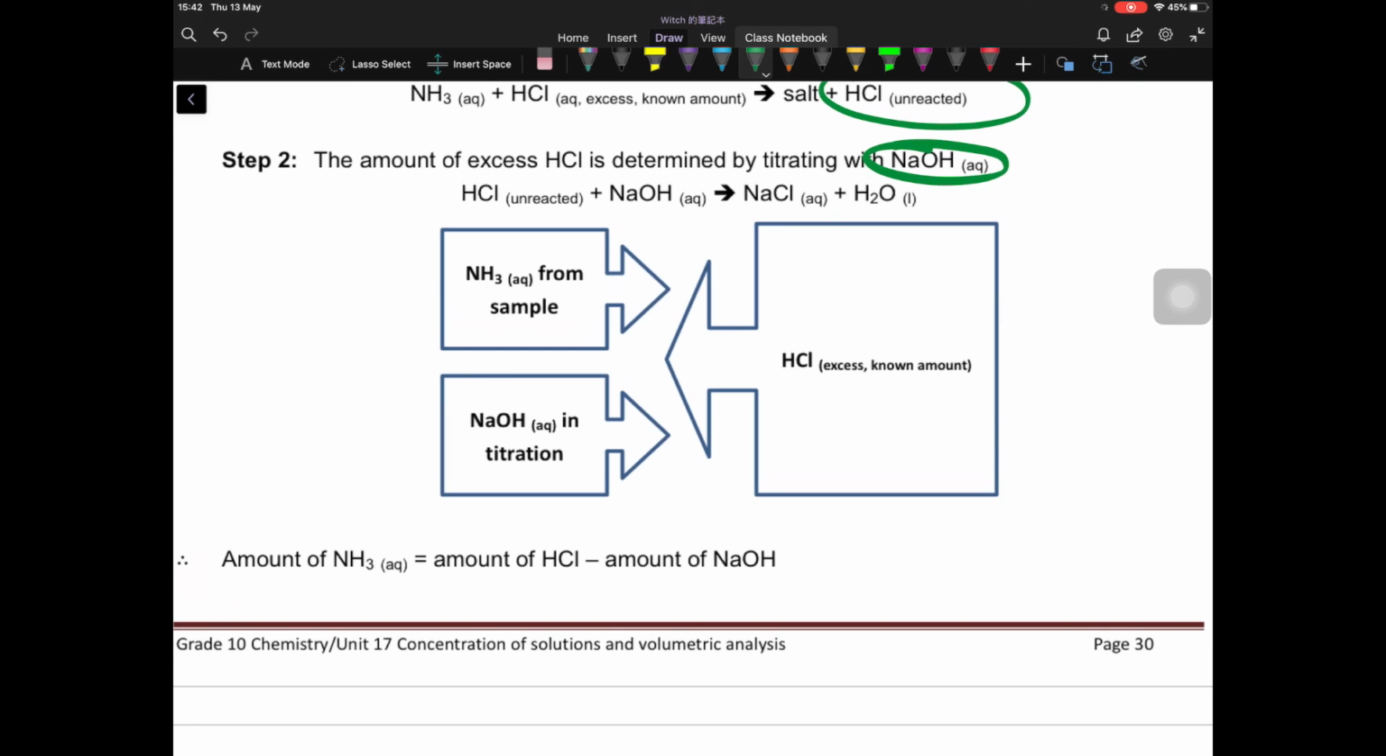And this is a good picture for you to illustrate. You can see first the NH3 will react with HCl. Of course, we have no idea how much NH3 we got, but we're sure how many HCl we have input. Next step is we add the sodium hydroxide through titration. Because the sodium hydroxide solution is standard, we can get the number of moles of sodium hydroxide used and get the amount of HCl remaining. Finally, the amount of NH3 can be found by subtraction like this.